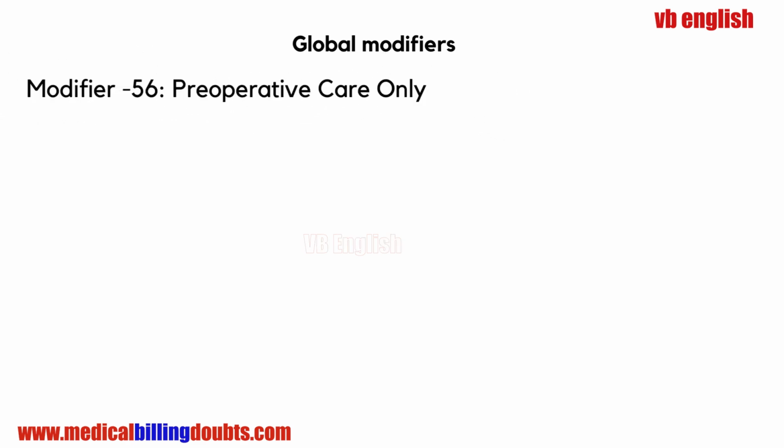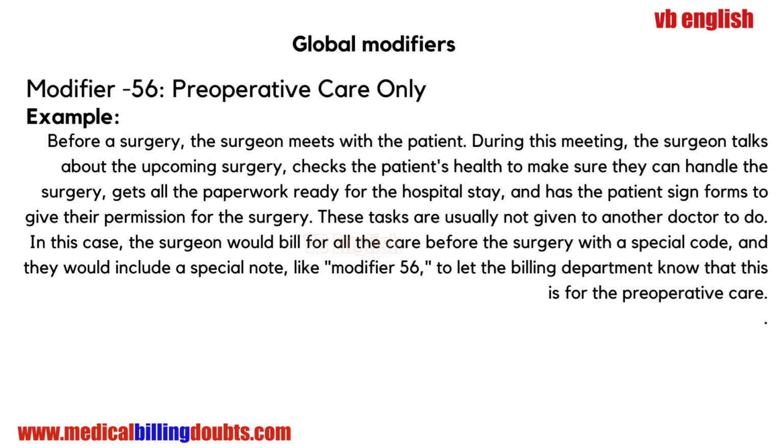Modifier 56, preoperative care only. Example, before a surgery, the surgeon meets with the patient. During this meeting, the surgeon talks about the upcoming surgery, checks the patient's health to make sure they can handle the surgery, gets all the paperwork ready for the hospital stay, and has the patient sign forms to give their permission for the surgery. These tasks are usually not given to another doctor to do.